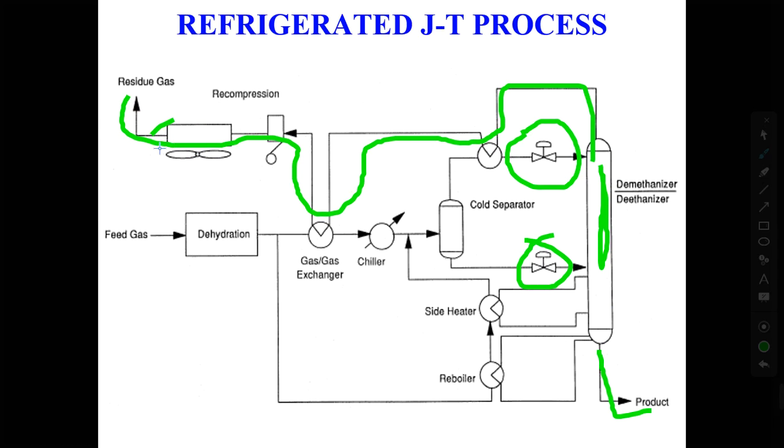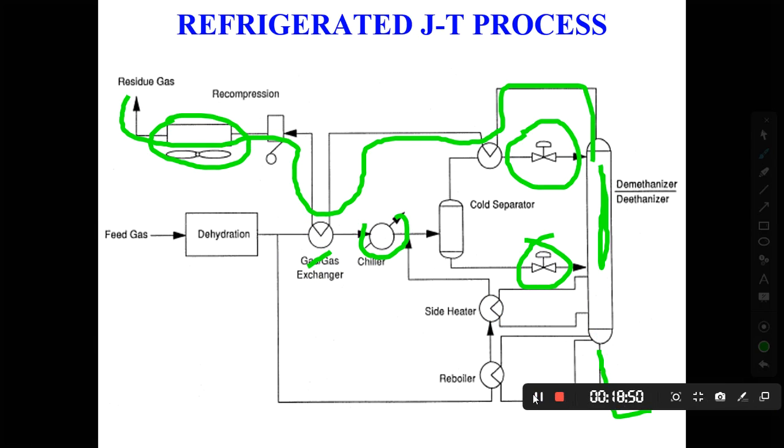This is again the air cooler. This is the chiller. This is the heat exchanger. These are for the dehydration process, in order to handle any products. So that's the JT process that is used for ethane plus recovery.